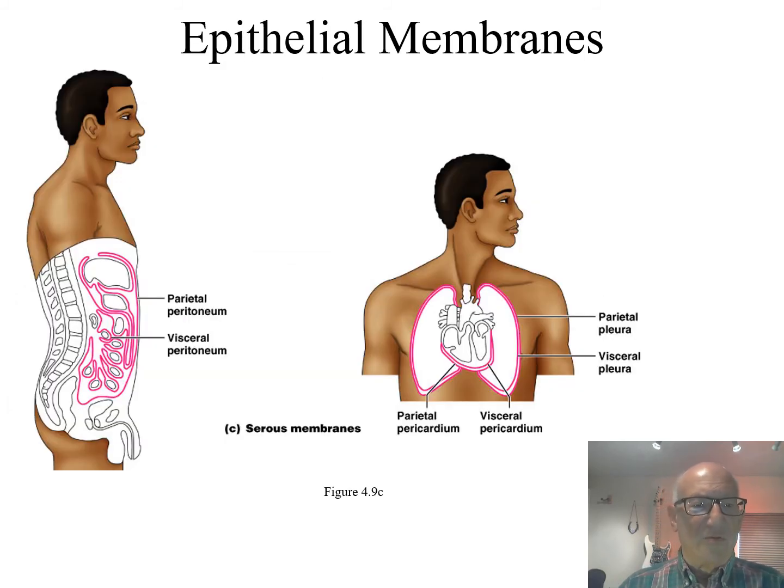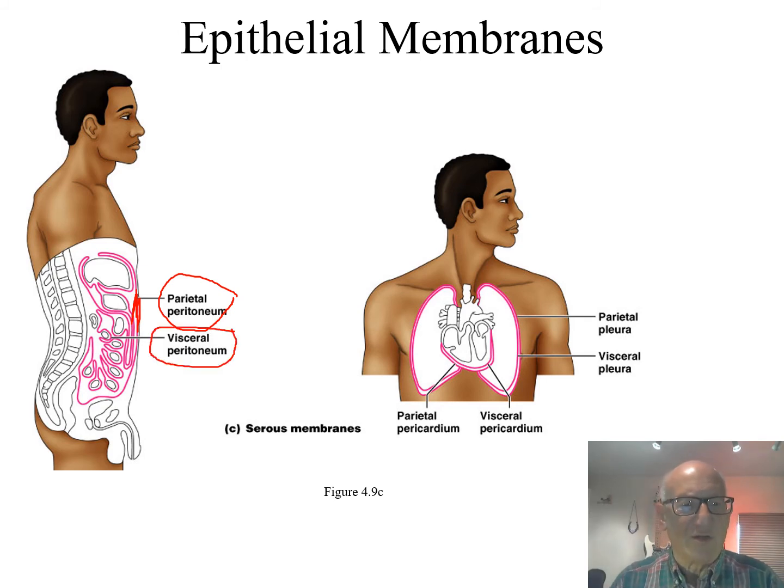So around the organs in the abdomen, we have a double membrane, actually. We have what's known as a parietal peritoneum, which is the part of the membrane that lines the cavity of the abdomen. And then we have what's known as the visceral peritoneum, and visceral means it pertains to organs. So the visceral peritoneum surrounds all of the organs in the abdomen.